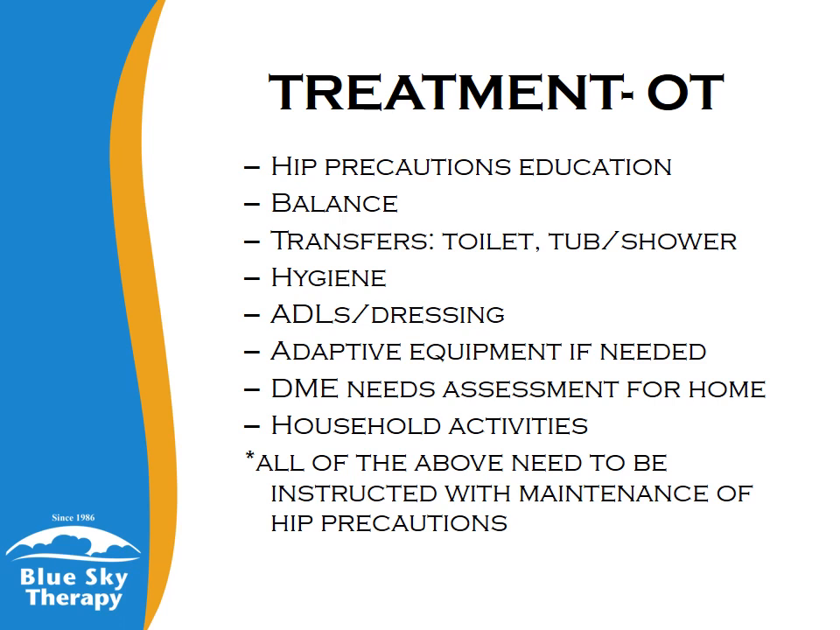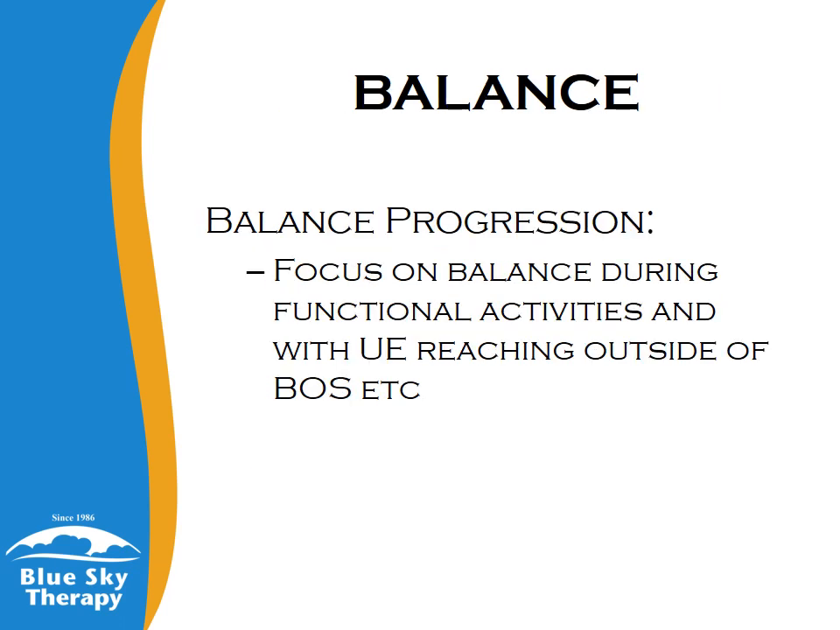Treatment for occupational therapy after total hip arthroplasty should include hip precautions education, balance, transfers, toilet, tub, and shower, hygiene, ADLs and dressing, adaptive equipment if needed, DME needs assessment for the home and household activities, and all of the above need to be instructed with maintenance of hip precautions. Focus on balance during functional activities and with upper extremity reaching outside of the base of support.